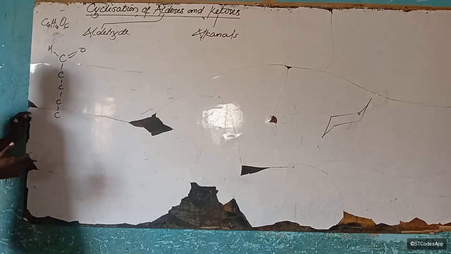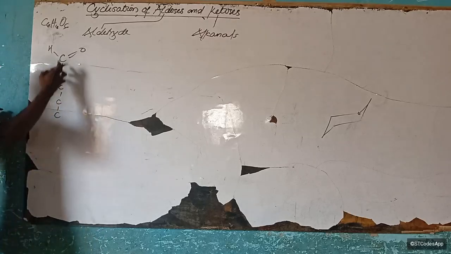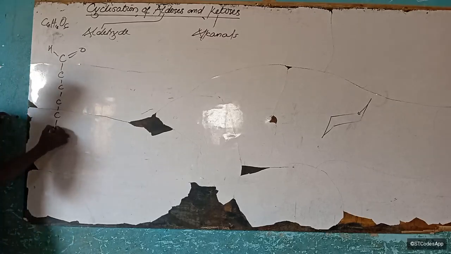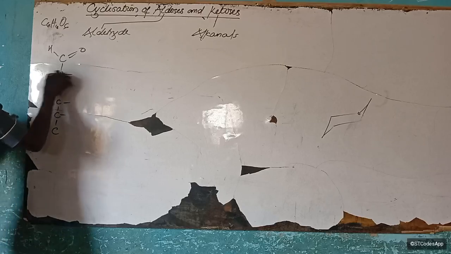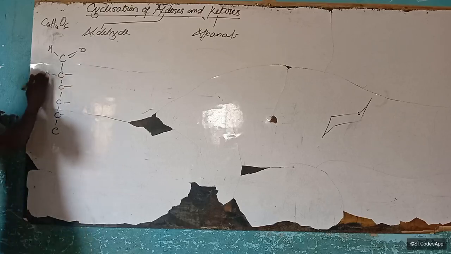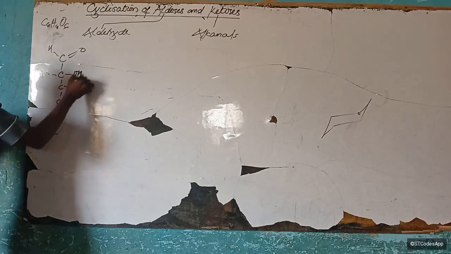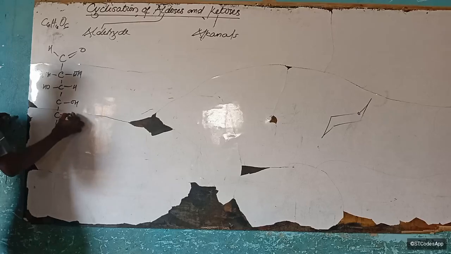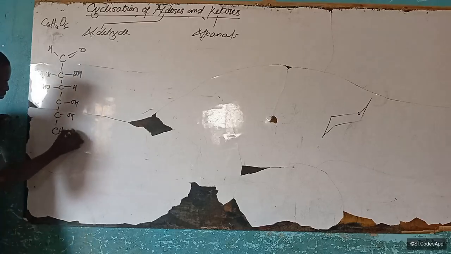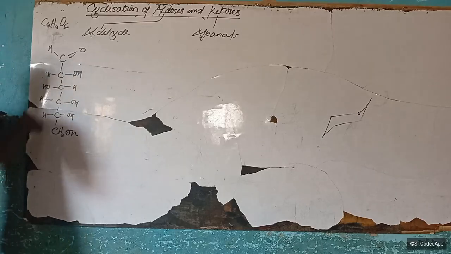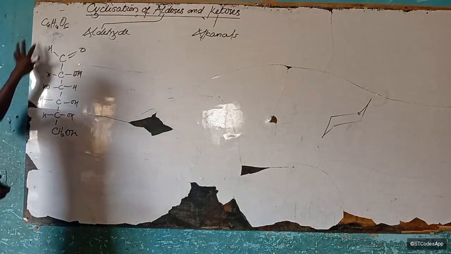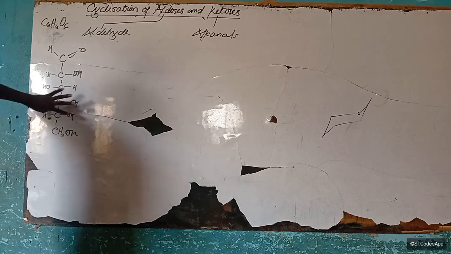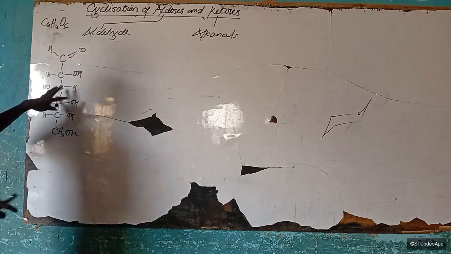This is called the Fischer projection. 1, 2, 3, 4, 5, 6. So we have OH here for glucose, OH here, OH here, H, OH, OH, and CH2OH. Then H here and H here. Now, this is the way this molecule exists, but this is the open chain form of glucose.